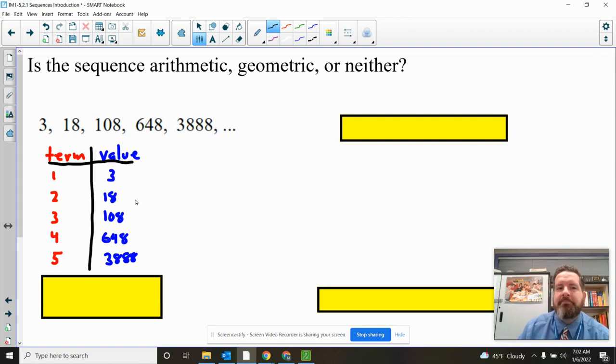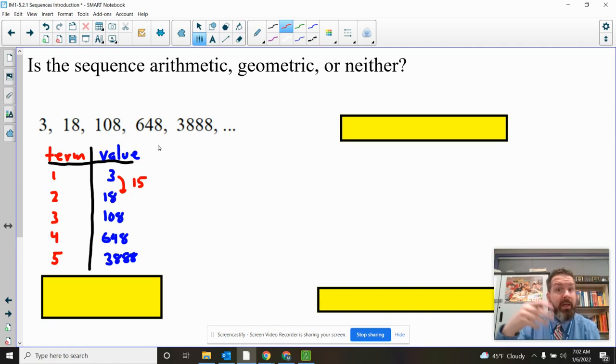So 3 and 18, those are not that far apart. But 18 and 108, those are very far apart. So we're probably not adding the same number each time to get from term to term. Now, you should double check that. So the way to check is to see what you added to go from term 1 to term 2. You're always going to take the bottom number minus the top. So 18 minus 3 means that I had to add on 15 to get from the 3 to the 18.